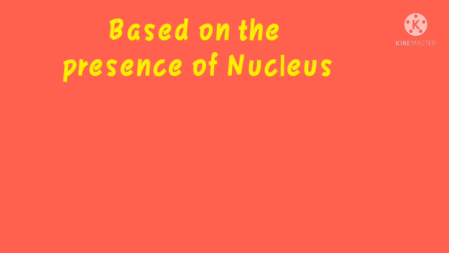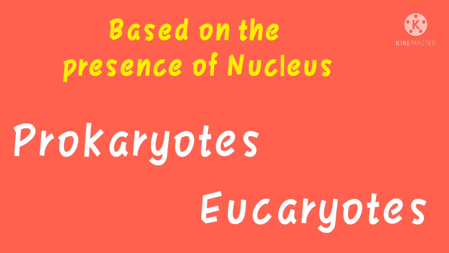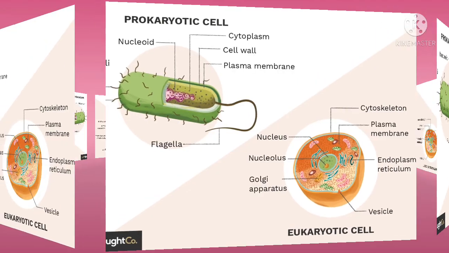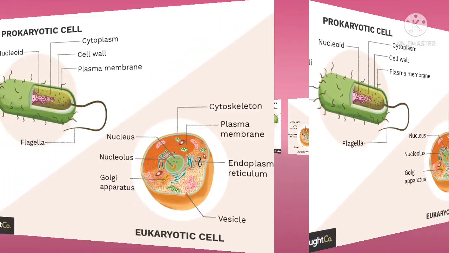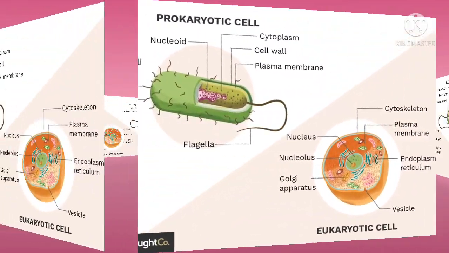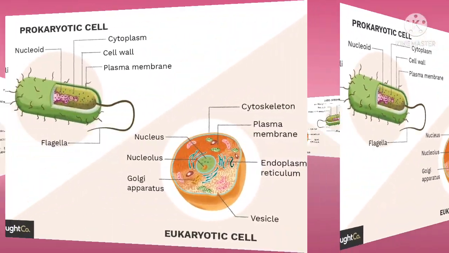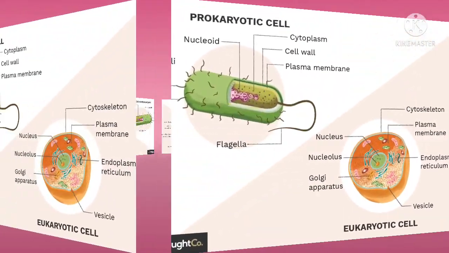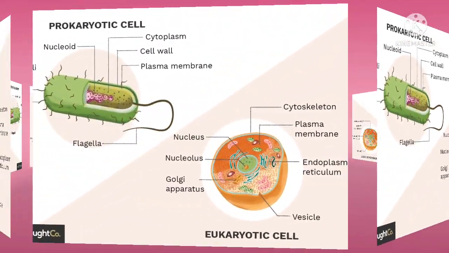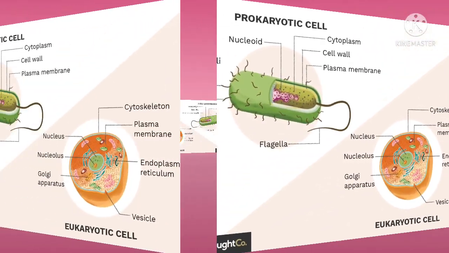The next one is, cells are divided into two types based on the presence of nucleus. They are prokaryotes and eukaryotes. Prokaryotes don't have a nucleus. For example, bacteria. Eukaryotes have a nucleus and are developed organisms. Example, plants, animals, etc. Let us come to know about the cell organelles in detail.